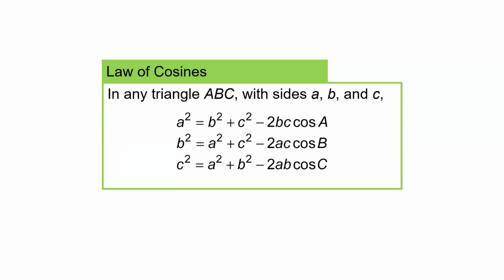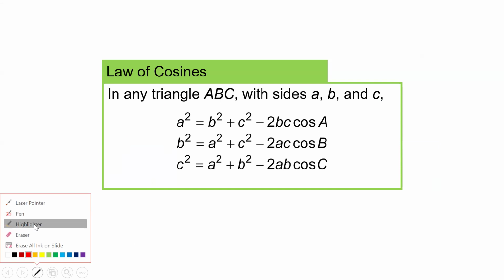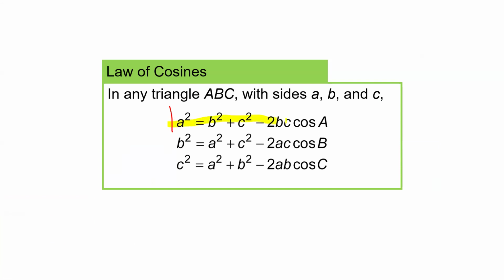I gave you all three different variations just so that you don't have to think about it. But the main variation is the first one. It's just the angle that you're looking for, the angle that you're looking for and its opposite side. That's the main one. It is always going to be plus the other two sides.